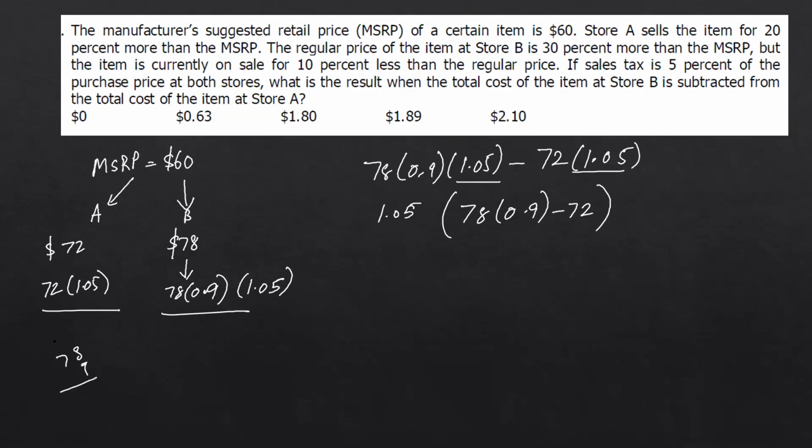78 times 9: 9 times 8 is 72, 9 times 7 is 63. So 72 minus 70.2 is 1.8, right? Is that what you get? So 1.05 into 1.8.